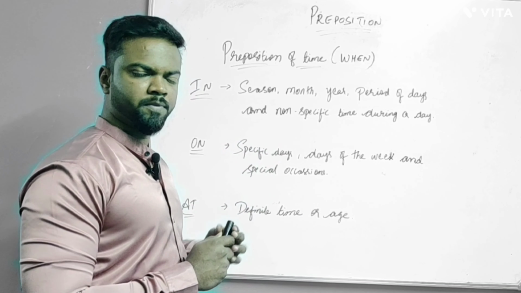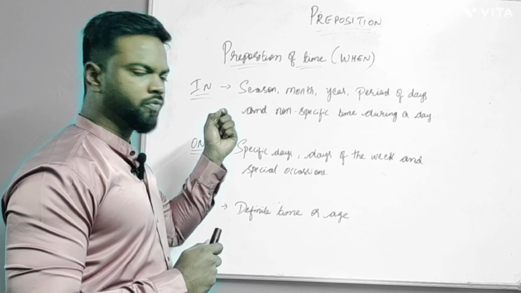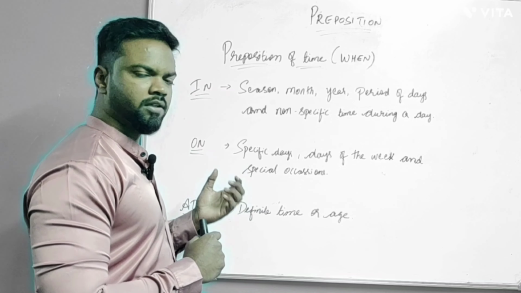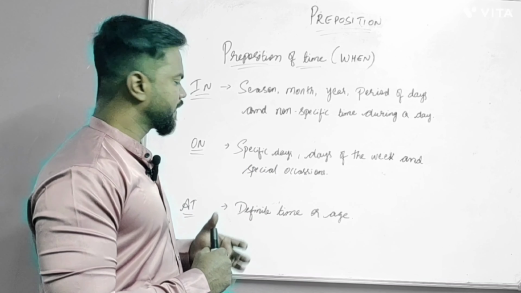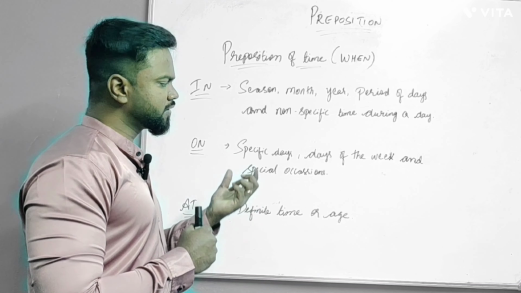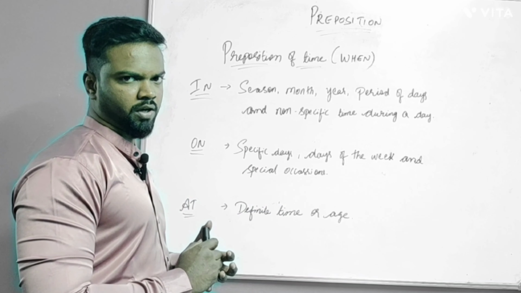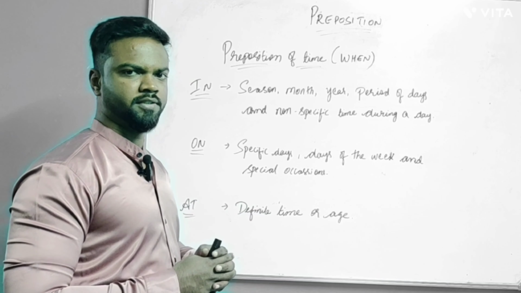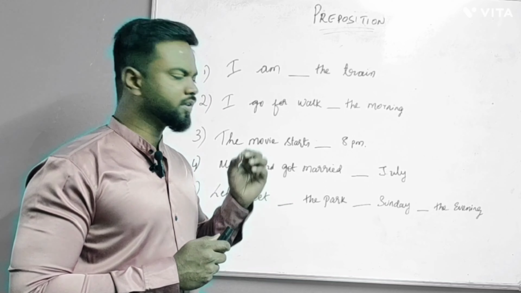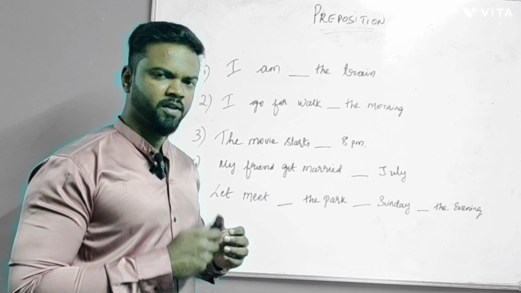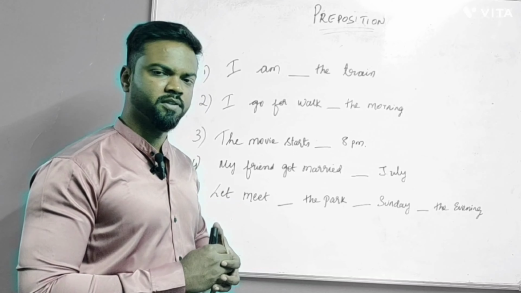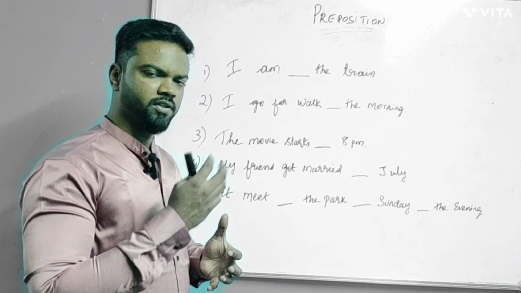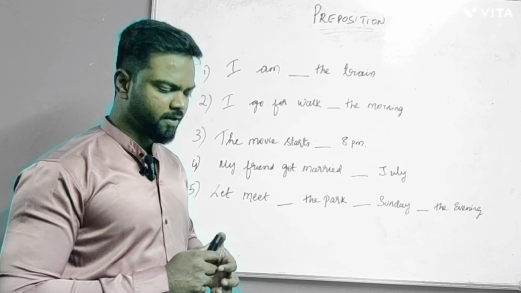Under preposition of time, we use in for season, month, year, period of days, and non-specific time during a day. We use on for specific days, days of the week, and for special occasions. And we use at for definite time or age. Friends, I want you to fill these blanks with the correct prepositions to check yourself on how far you have understood. I have given the answers in the description. You can fill these blanks and cross-check in the description below.